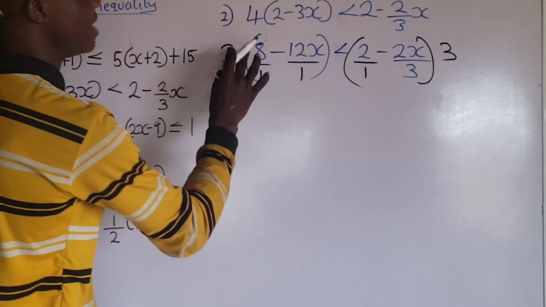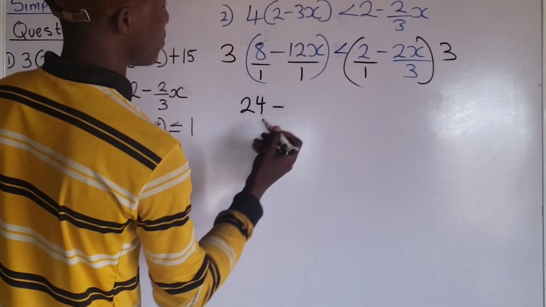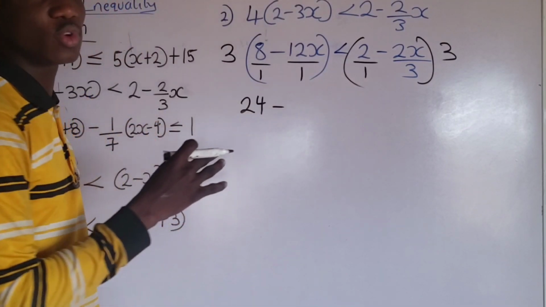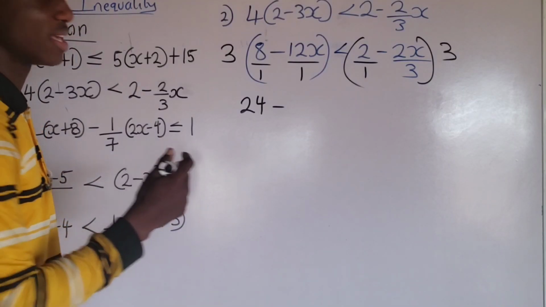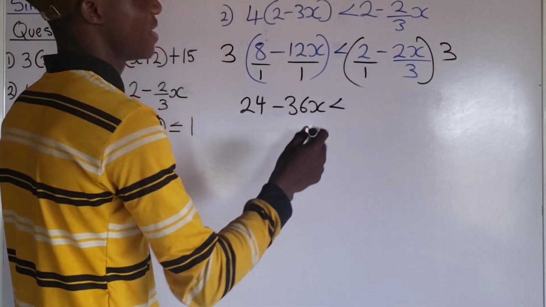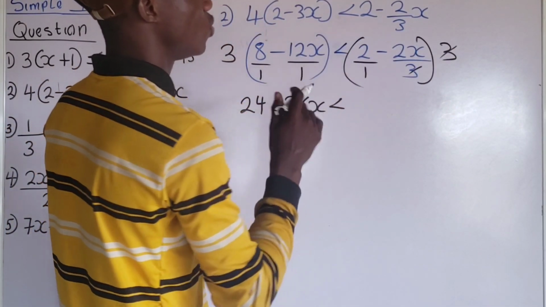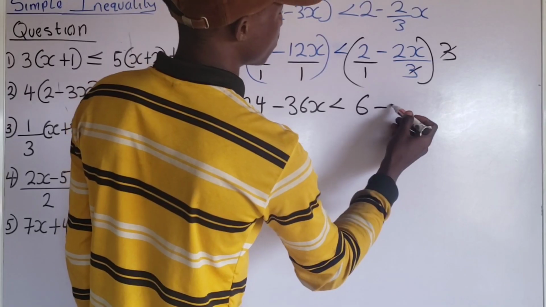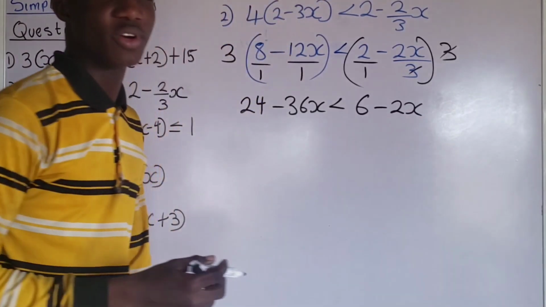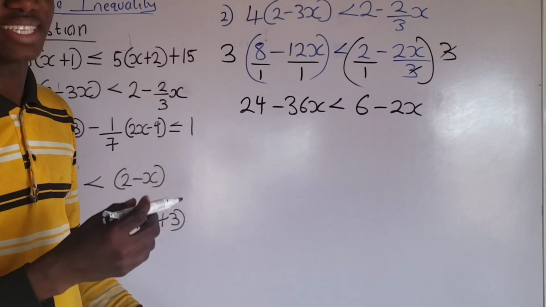3 multiplied by 8, that is 8 times 3, that is 24. I'm going to have 24 minus 3 multiplied by negative 12x, that is negative 36x. So I'm going to have 24 minus 36x is less than, okay, now this 3 will cancel this 3. So 3 multiplied by 2, that is 6, 6 minus 2x. Okay? I'm very sure you understood how I got this. If you didn't understand, listen to the explanation again.